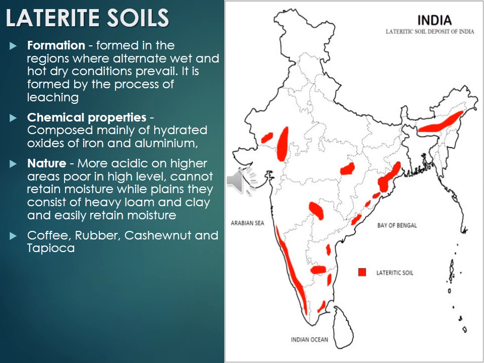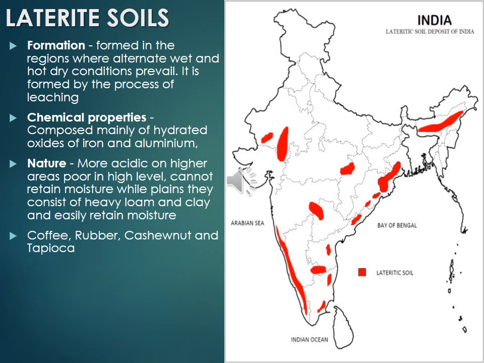Then the nature of laterite soil. They are more acidic and poor in higher areas, so they cannot retain moisture, while in the plains they consist of heavy loam and clay and easily retain moisture.